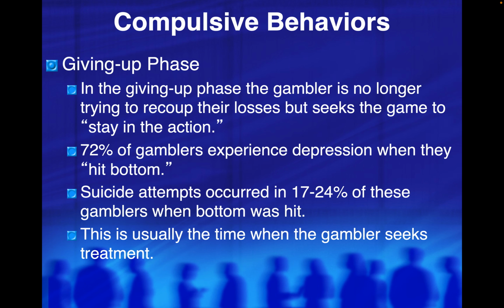The giving up phase. In the giving up phase, the gambler is no longer trying to recoup their losses, but seeks the game to stay in the action. 72% of gamblers experience depression when they hit bottom. Suicide attempts occurred in 17 to 24% of these gamblers when bottom was hit. This is usually the time when the gambler seeks treatment.